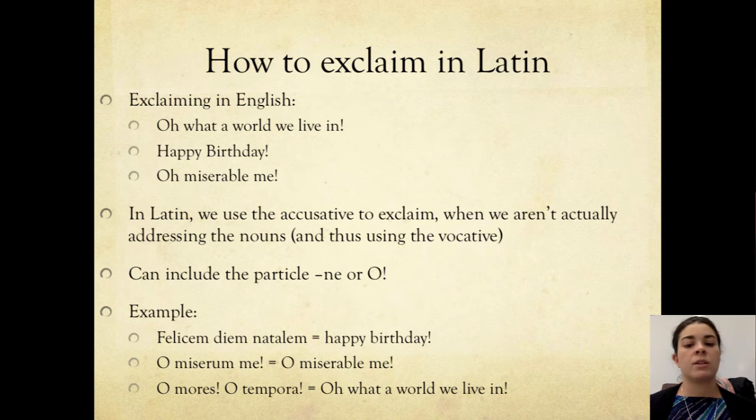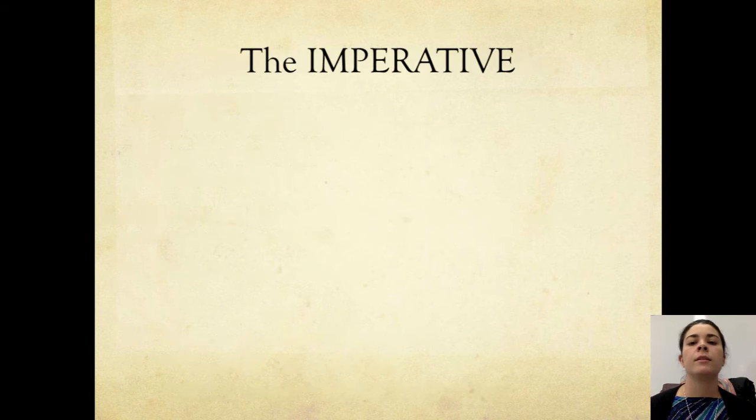So let's put some of these phrases that we just had into Latin. If we want to say happy birthday to somebody, we say felicem diem natalem, and that is exclaiming happy birthday to them. Similarly, if I want to say, oh, miserable me, I go, o me miserum, which is the phrase we have seen before. And then if we want the Roman equivalent of, oh, what a world we're living in, it would be o mores, o tempora, which is a famous saying of Cicero.